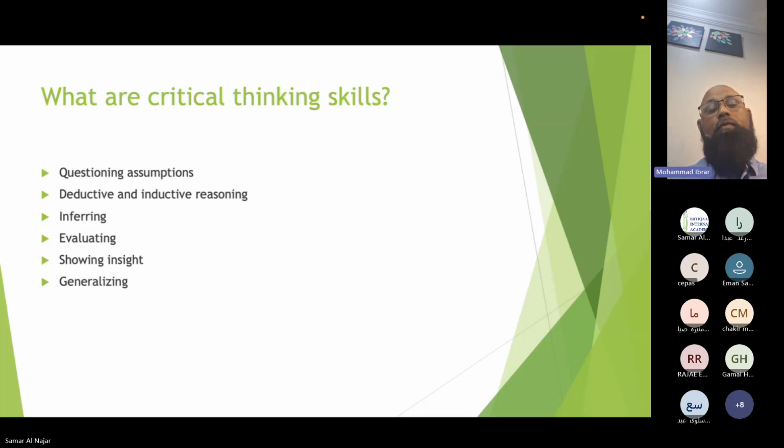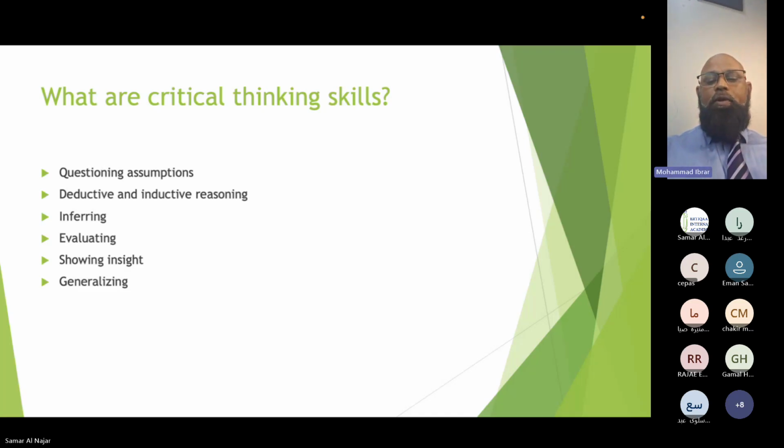Evaluating is also related to critical thinking. If you have two things, you evaluate which one is better, or you use your reasoning and logic. Why is it good? Showing insight. Sometimes you read something complex, you break it down into smaller chunks so that it's easy to understand. Also generalizing. We generalize certain things. So these are all related to critical thinking. Can I have the next slide, please?